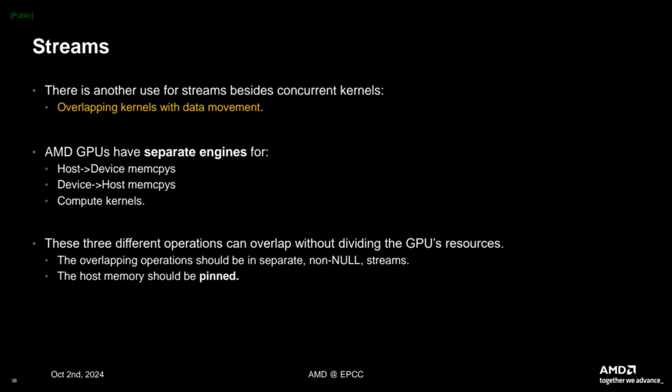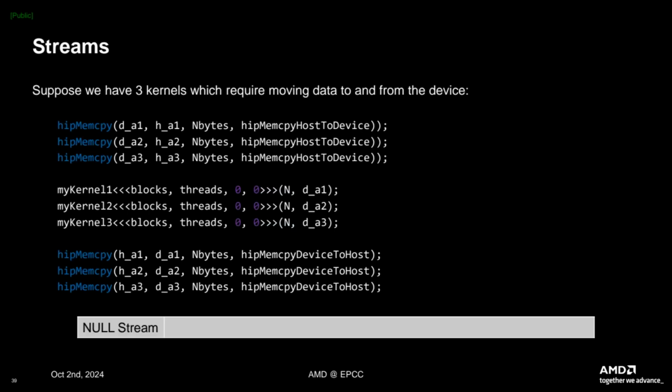Okay, so one more usage of streams that we can do is to obtain overlapping of kernel execution with data movement. And the good news is that AMD GPUs have separate engines for host-to-device mem copies, device-to-host mem copies, and compute kernels. And we can leverage this using streams by basically overlapping execution with mem copies. So to do that, we just need to use streams, as we have done right now.